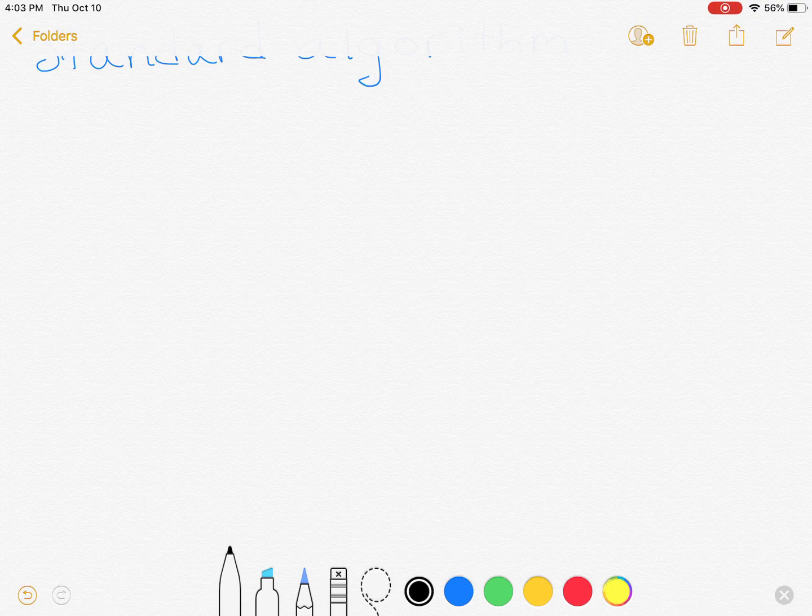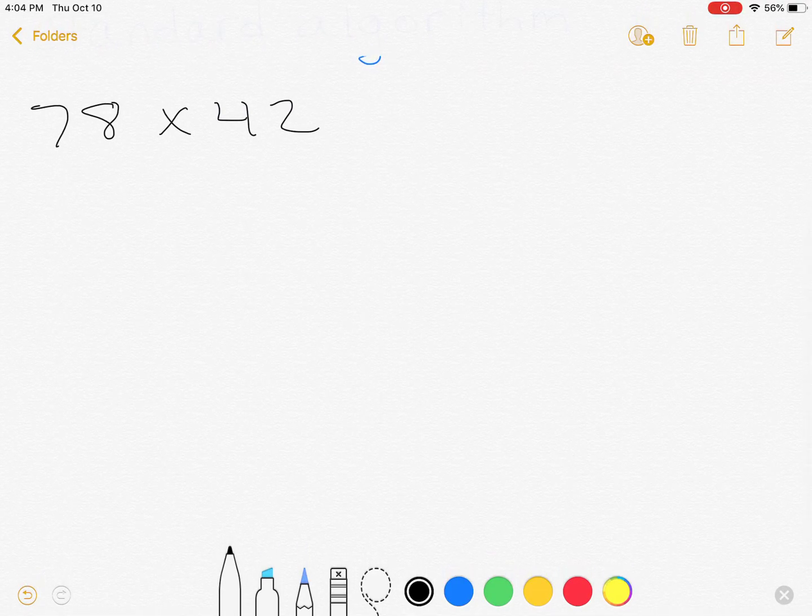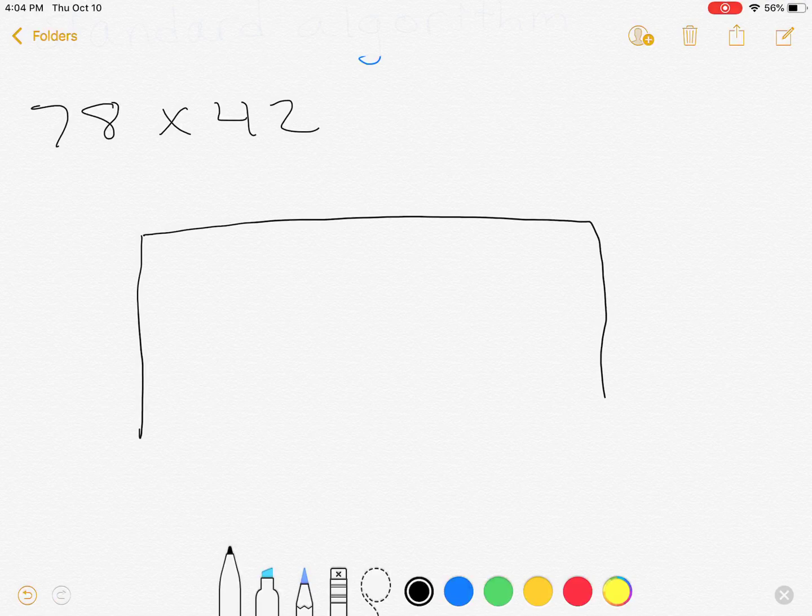So we're going to start with 78 times 42. Now students, what is the first factor? 78. So it goes on the top. Now I'm drawing on this tablet at an angle, so please be patient with my messiness here. Okay, so 78. So how are we going to break apart 78? 70 plus 8.